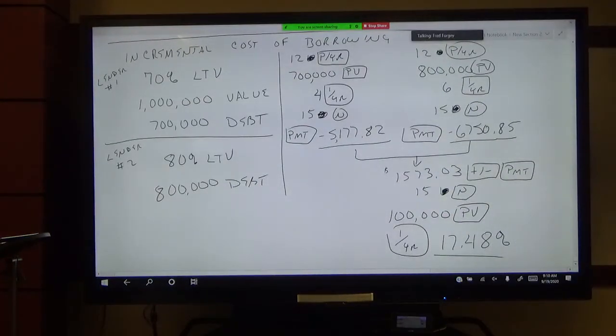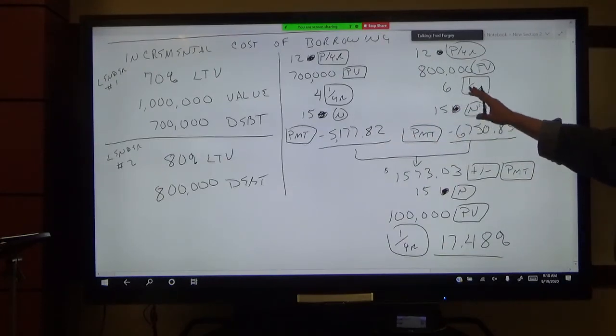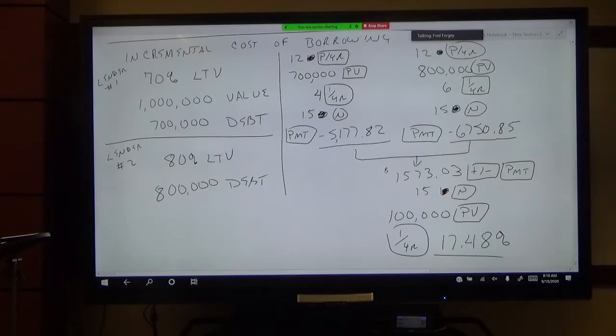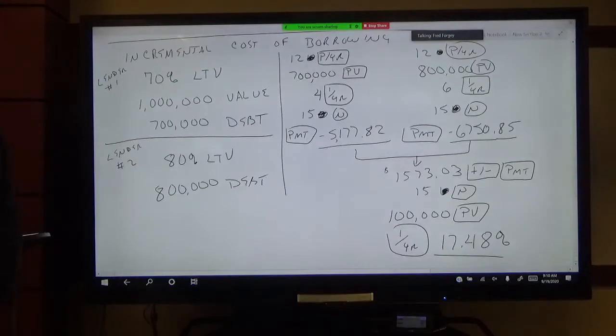But this is a problem that a lot of people fall into, because you can have a situation where a lender will give you a higher and higher loan-to-value ratio, but in exchange for it, that true incremental cost of borrowing could be horrific. Okay? So that's the lesson to be learned. Okay? Any questions?